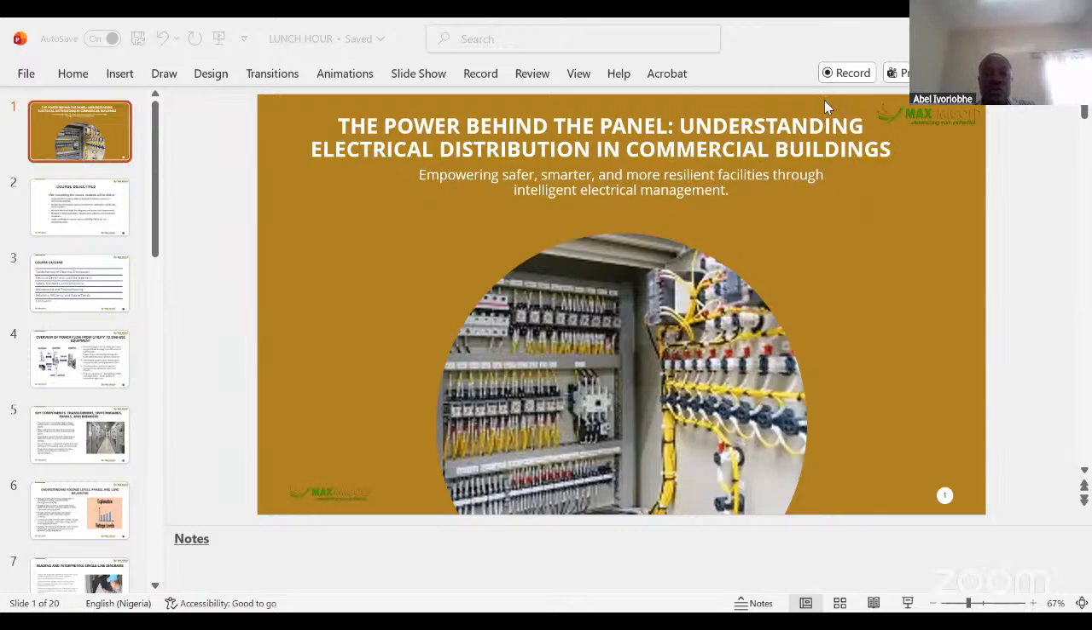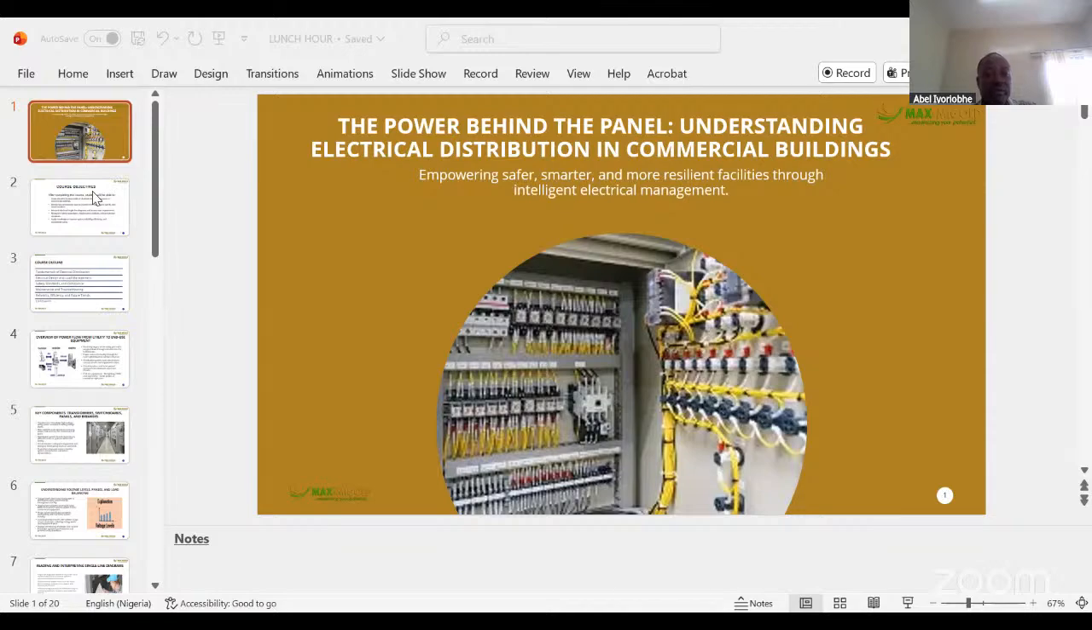We are going to be running through these slides for the next 1 hour. The power behind the panel. We have to understand the electrical distribution in commercial building. So I would like everyone to pay attention, less distraction while we run through.